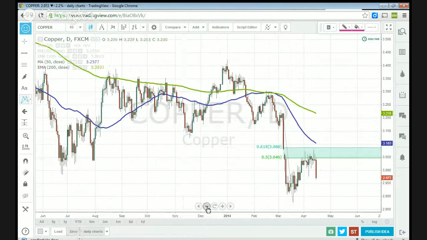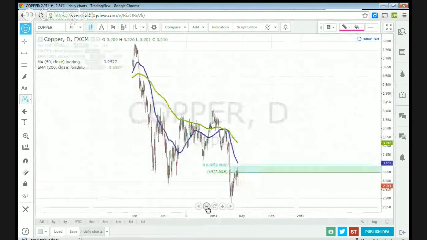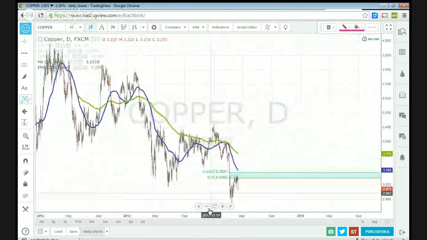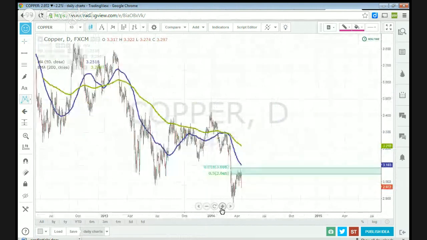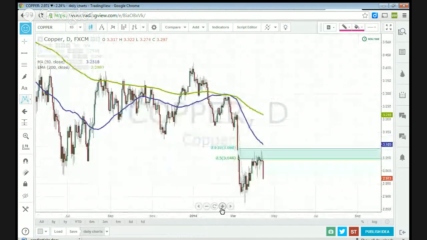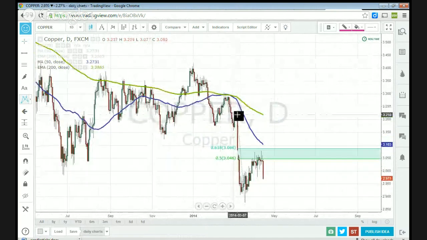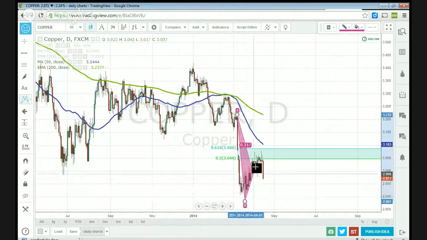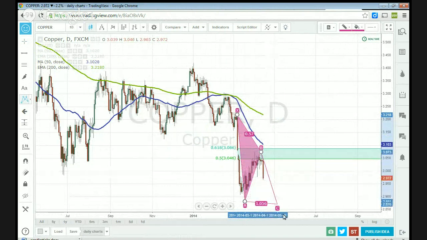Let me zoom out. Well, that doesn't really do much. We're near all-time lows, that's the other issue. But here's the way I would draw the ABCD pattern. Point A is here, B, C, and then D is going to be somewhere way down here, which is probably like $1, right? So target price of copper, based on technicals, to me, is maybe a little over $1.